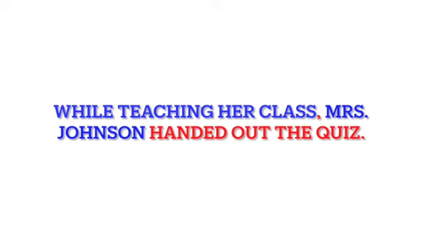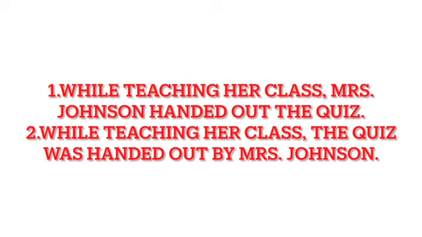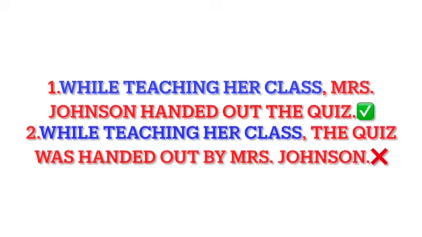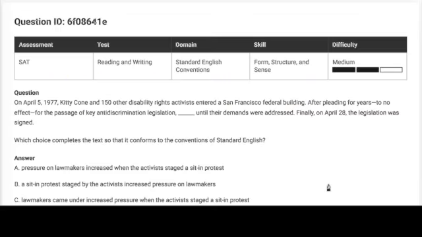Now, just to test you, let's say I write another sentence: while teaching her class, the quiz was handed out by Miss Johnson. Which one of these two sentences is correct? The first one or the second one? Obviously, the first one, right? Because your modifier is "while teaching her class" and it is describing Miss Johnson and not the quiz. Selecting the second sentence would imply that the quiz was teaching her class, which is absolutely wrong. A quiz cannot teach classes. Obviously, Miss Johnson was. So that's why the first sentence is correct and the second one is wrong.